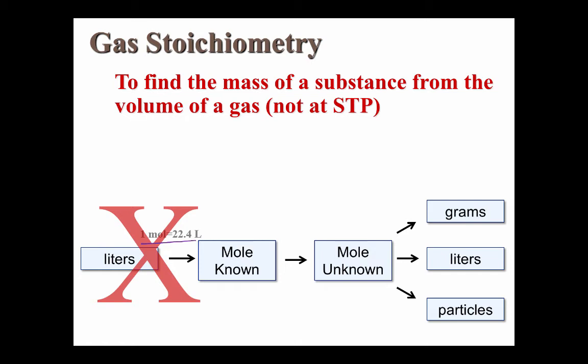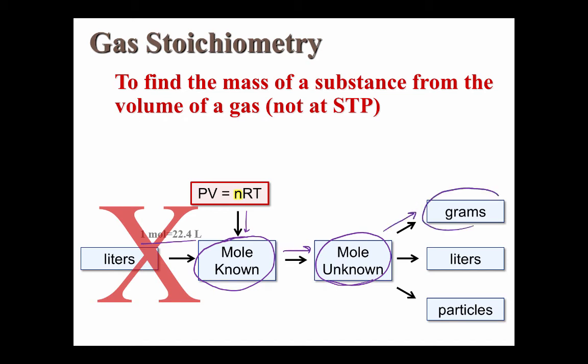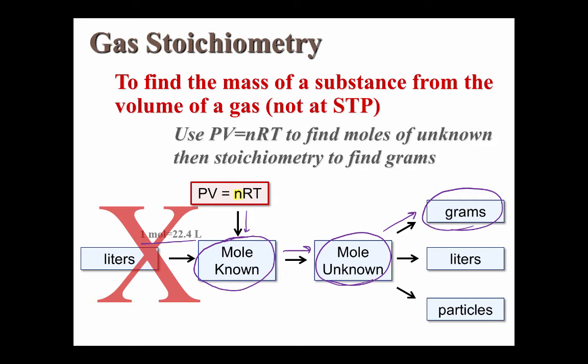Instead, you'll have to use the volume of the gas along with its temperature and pressure to determine n, or the moles of the gas. From there, you'll complete a shortened version of a stoichiometry calculation, going from moles of known to moles of unknown, and then to grams of unknown. So for these calculations, we'll start by using the ideal gas equation to find the moles of unknown. Then we'll do the stoichiometry problem.